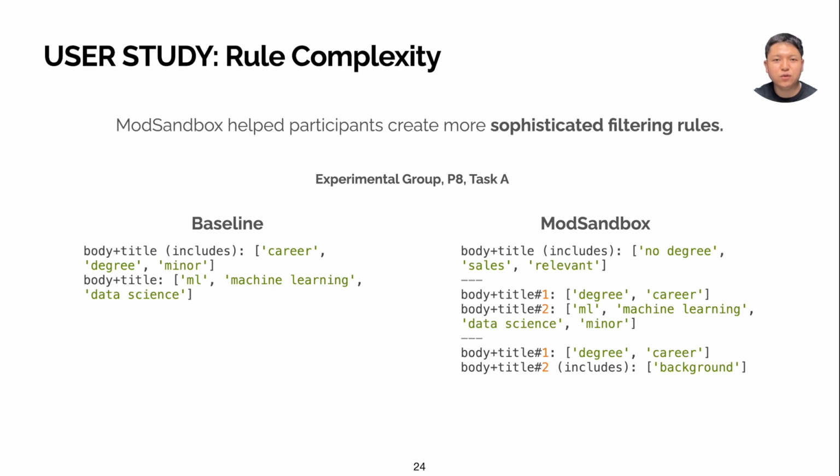Participants were able to create more sophisticated filtering rules with ModSandbox compared to the baseline system. They tended to use more keywords and rules to capture a greater number of posts related to their task objectives. Additionally, they combined extra whitelist and blacklist keywords to fine-tune each rule.